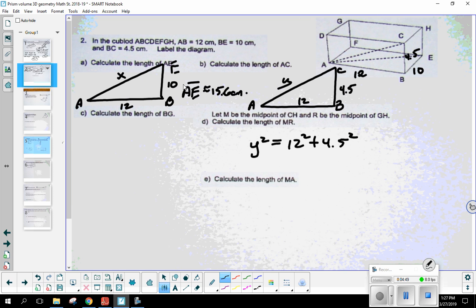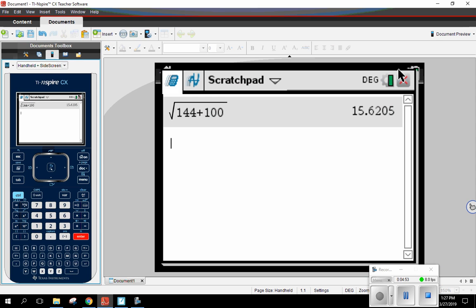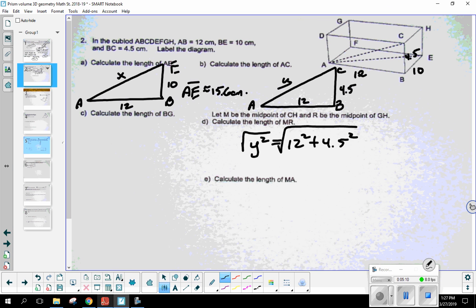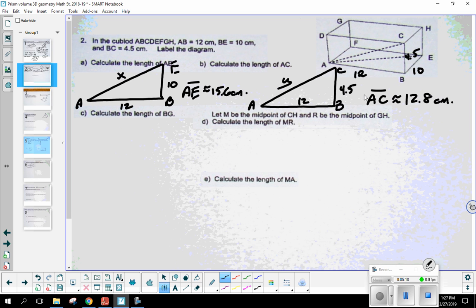And then in order to find y, once again, we'll take the square root. So let's see what we've got here. It's 12 squared, 144 once again, plus 4.5 squared. Don't know what that is off the top of my head. So what am I going to get for the length of the diagonal when I push enter? Okay, 12.8 centimeters. Good. So AC is 12.8 centimeters. Perfect. Easy, easy, easy.